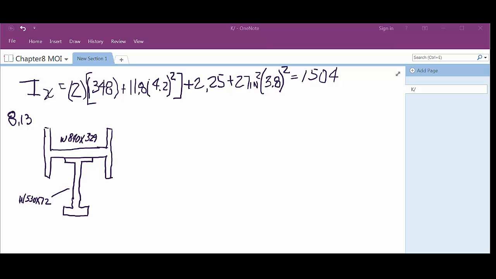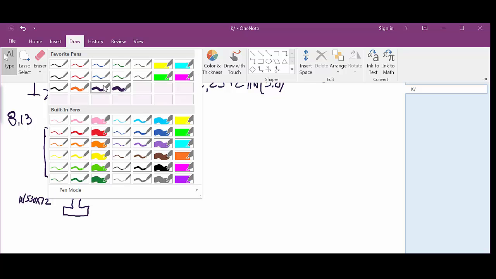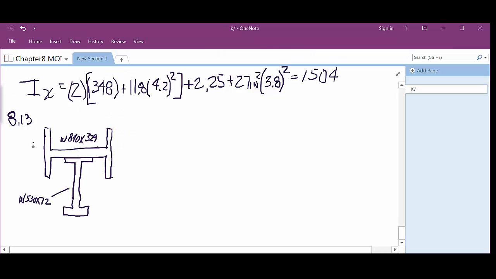Okay, so here's that problem 813. That's a sketch of it. And then I called this part number 1 up here, and this was part number 2. That's how I did it.